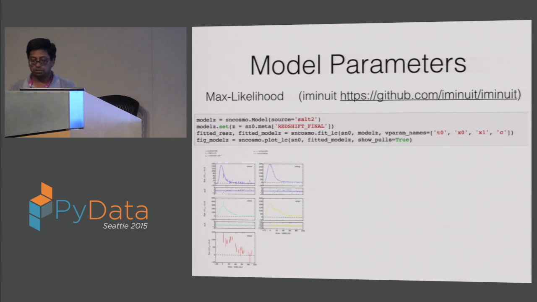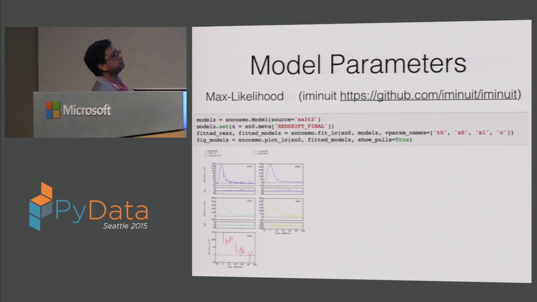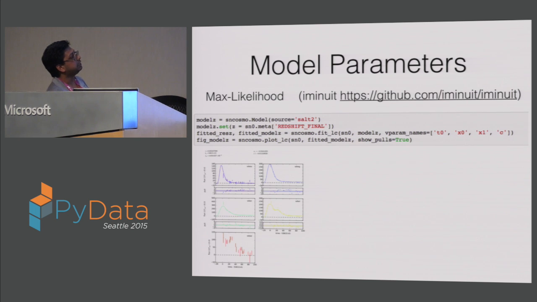You can find the model parameters for SALT. You can use a maximum likelihood fit, and this uses iminuit under the hood. And the way you do that is simple. You instantiate the model saying what the source is. If you know the redshift, in this case I did because it was independently determined, I set that in, and I say fit LC, and it gives me the fit. The line is the model through the points, and you can see that it's reasonably good.